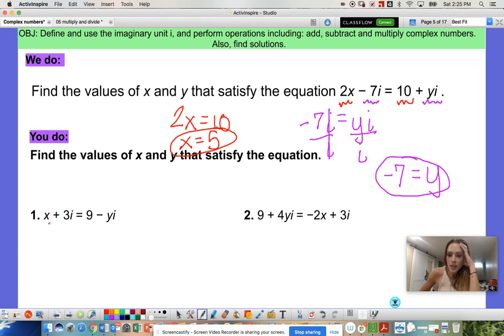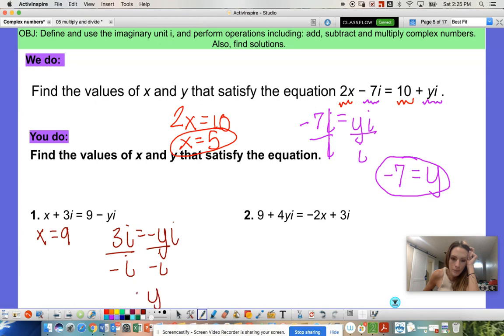Okay, pause me, and then I'm going to work these out in case some kids need it. But pause me if you need to, and I'll work these out, and you can fast forward and see if you got them right. So we'll have x equals 9 in this one, and then 3i equals negative yi. Divide by negative i, divide by negative i, and we get y equals negative 3.